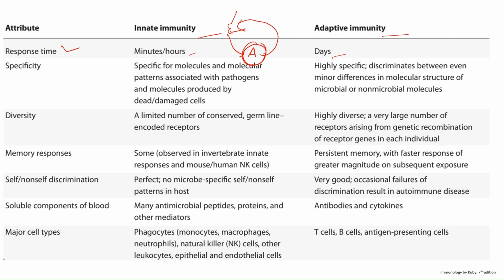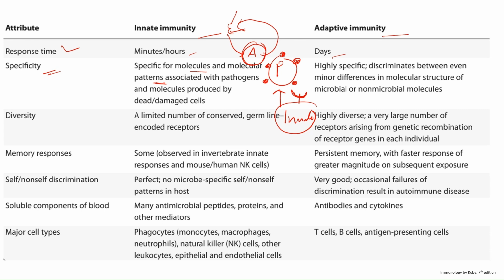Next, we come to specificity. Innate immune systems are specific for molecules or molecular patterns. Any pathogen, when it enters our body, is recognized by the innate immune system. Now, how does the innate immune system recognize that this is a pathogen and not a self cell? Because on the pathogen there are some patterns, or molecules, which are not found in our self cells. These get recognized by the receptors present on the innate immune system.